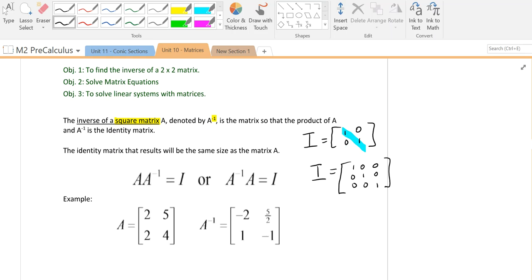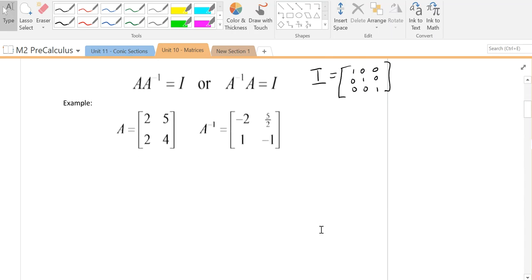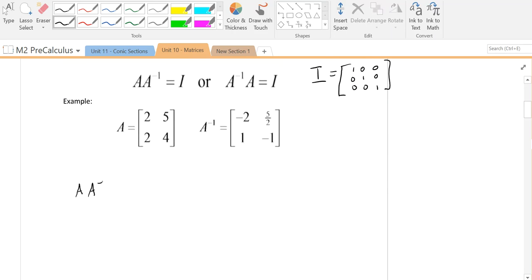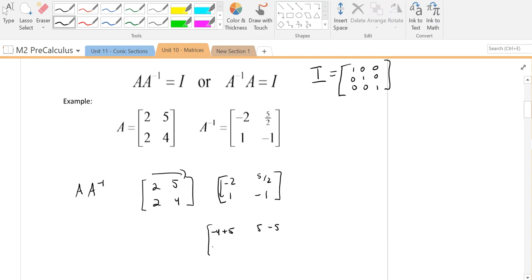If you think back, we had a homework problem where I had you multiply by that and it came out as the same thing. So the identity matrix that results will be the same size as matrix A, and that makes sense because a 2 by 2 multiplied by another 2 by 2 is still going to be 2 by 2. Now here I give you A and A inverse, and I'm going to show if I multiply A times A inverse, which will be 2, 5, 2, 4, multiplied by -2, 5/2, 1, -1, I get -4 plus 5, then 5 minus 5, -4 plus 4, and 5 minus 4, which gives me a lovely 1, 0, 0, 1.